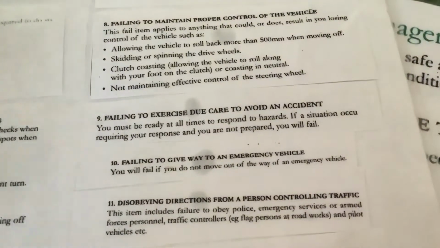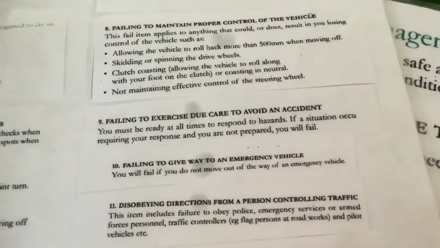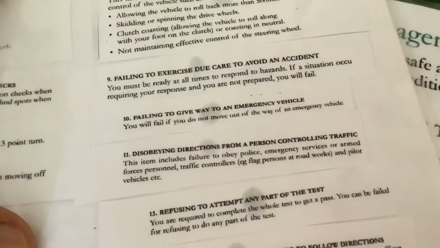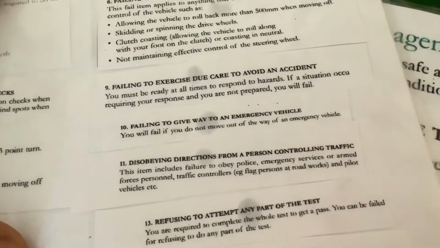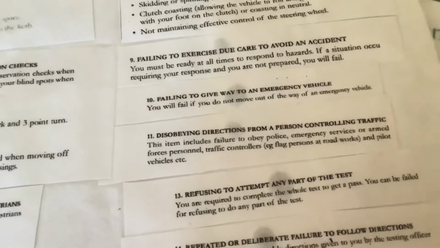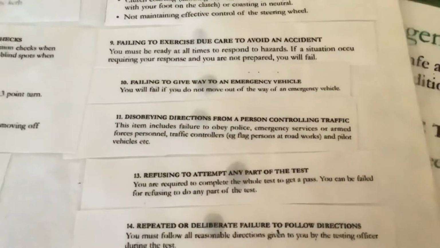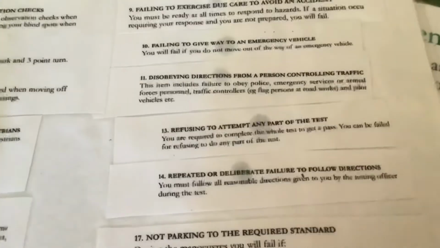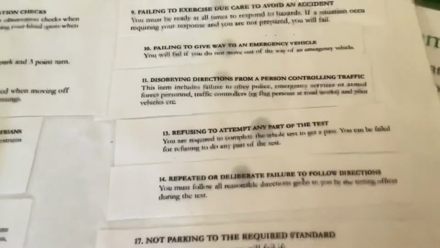Failing to avoid an accident, failing to give way to an emergency vehicle. Disobeying direction from a person controlling traffic. Example, be ready to obey directions. They might be police, emergency service, armed forces, or personal traffic controllers. So just get ready for this kind of thing. Refusing to attempt any part of the test. So just cooperate with them, okay.